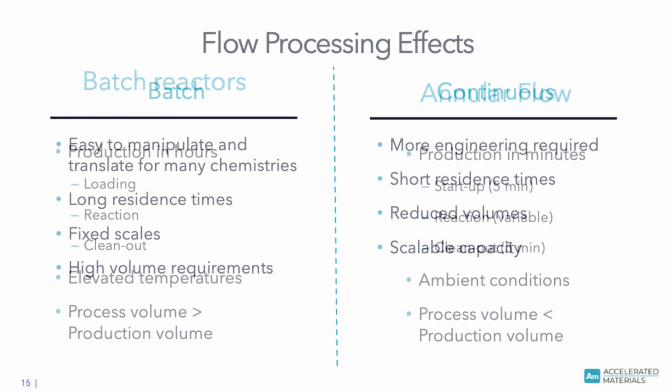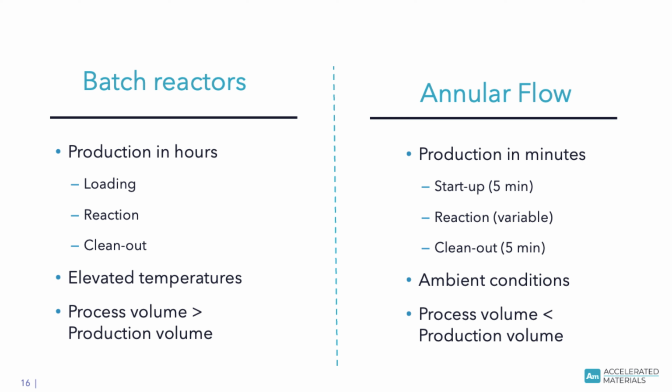So if we compare versus annular flow, which is the technology we'll present in a bit, batch reactor production typically takes a matter of hours, whereas annular flow takes a matter of minutes, right? And so this is where the value is actually extracted in the technical sense, right? Time reduction, cost reduction, and operating condition safety.